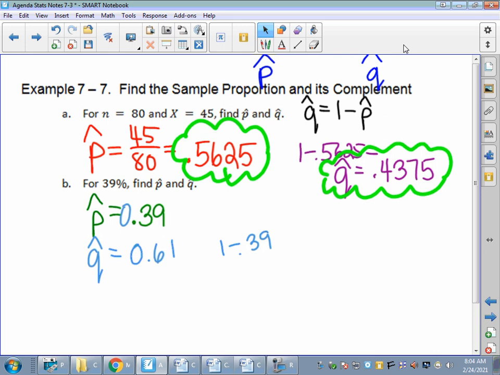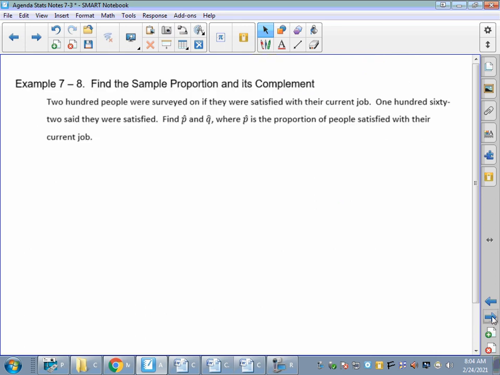All right, so let's do another example. Now putting all those P hats and Q hats into words, because that's really what we do in statistics, is we have a situation. 200 people were surveyed on if they were satisfied with their current job.